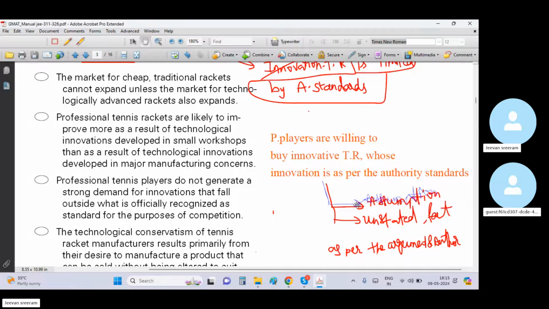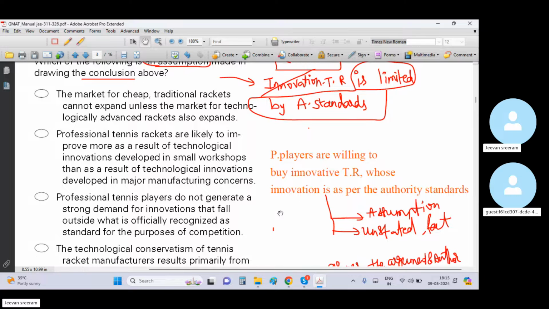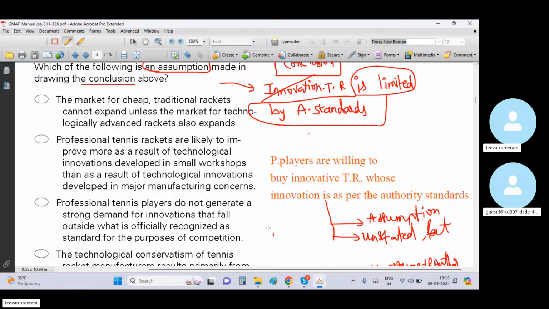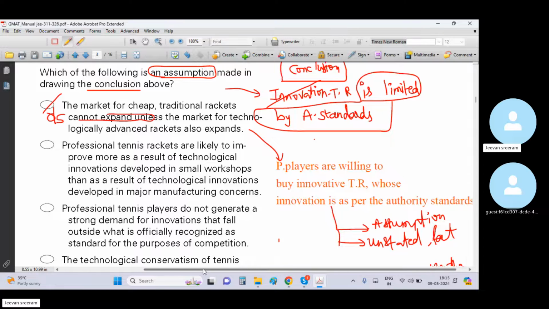The market for cheap traditional rackets cannot expand unless the market for technologically advanced rackets also expands. This may not be accepted as logically advanced. This is not the right option. That's what you want to say, right? Because nowhere similar. We need professional players willing to buy the innovative tennis rackets if it is as per the authority standards. But it is talking about cannot expand unless, so it is absolutely out of scope, irrelevant information, right?